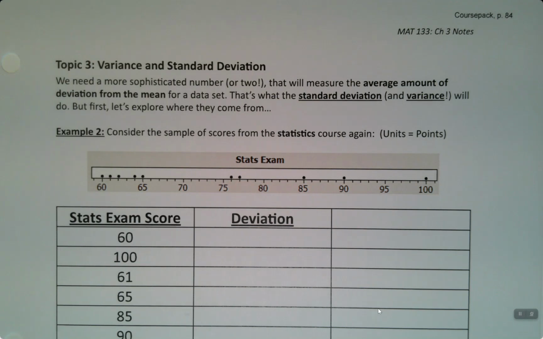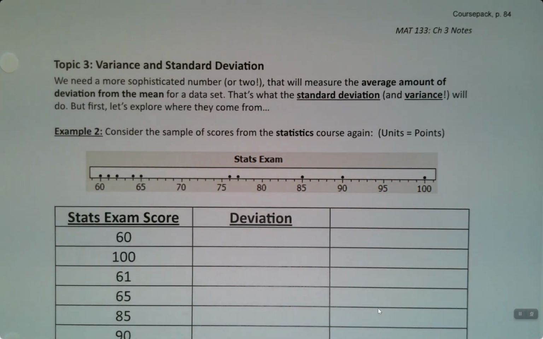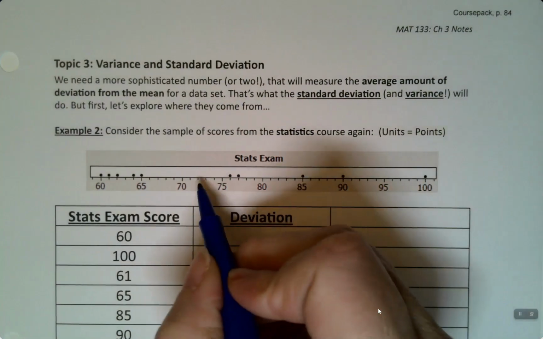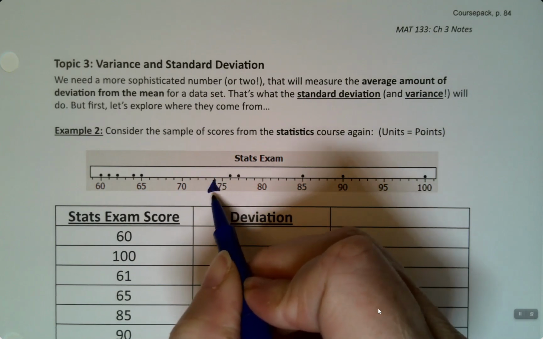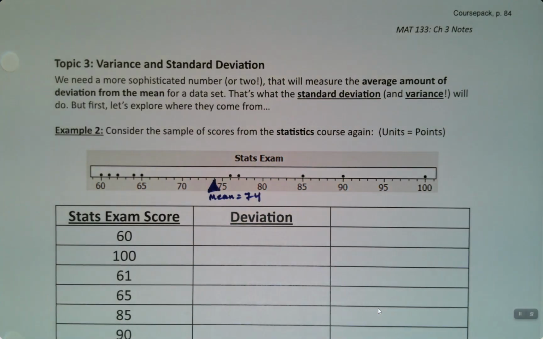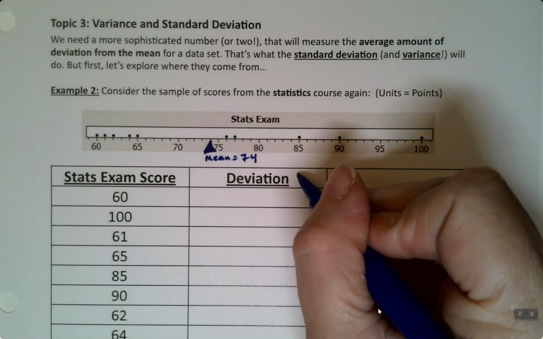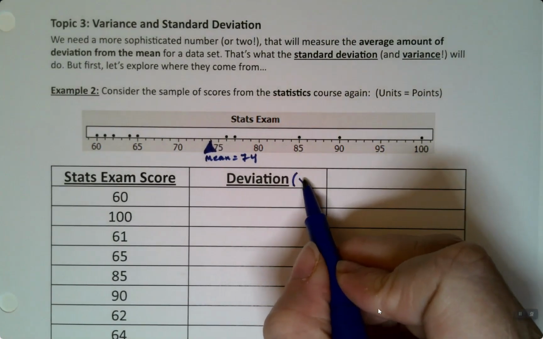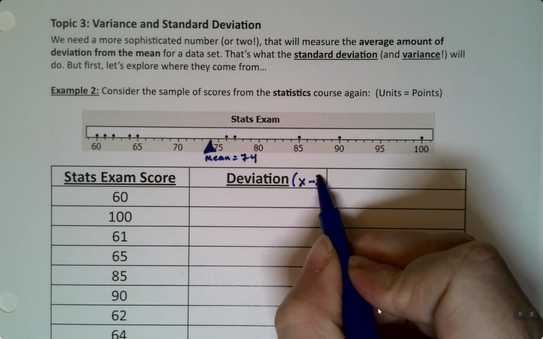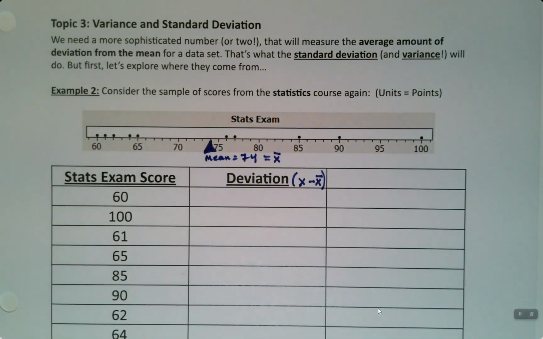All right, so let's look at the sample of scores again from the statistics course. This is their dot plot right here. Remember that we have the mean. We saw the mean as that fulcrum, that balance point, which was right here at 74. So the first thing we want to do is find the deviation. Now the deviation is when you take each of your values, I'm just going to put this in parentheses, and you subtract x bar, the mean, which is what 74 is. 74 is your mean, right? X bar is the symbol for mean.